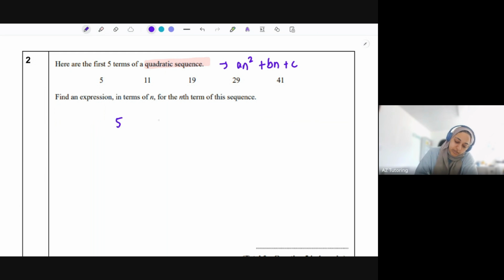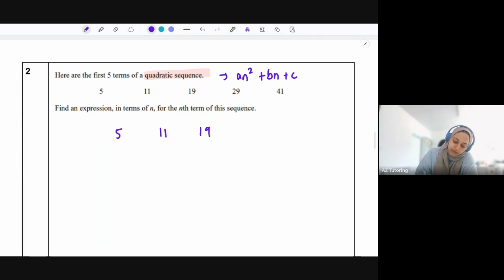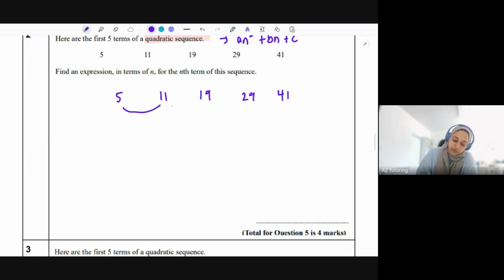So listing out the numbers 5, 11, 19, 29, and 41, I'm going to work out the first difference between each of these. So between 5 and 11, that's 6. 11 and 19, that's 8. 19 and 29, 10, and 29 and 41, that's 12. Okay, we then work out the second difference.